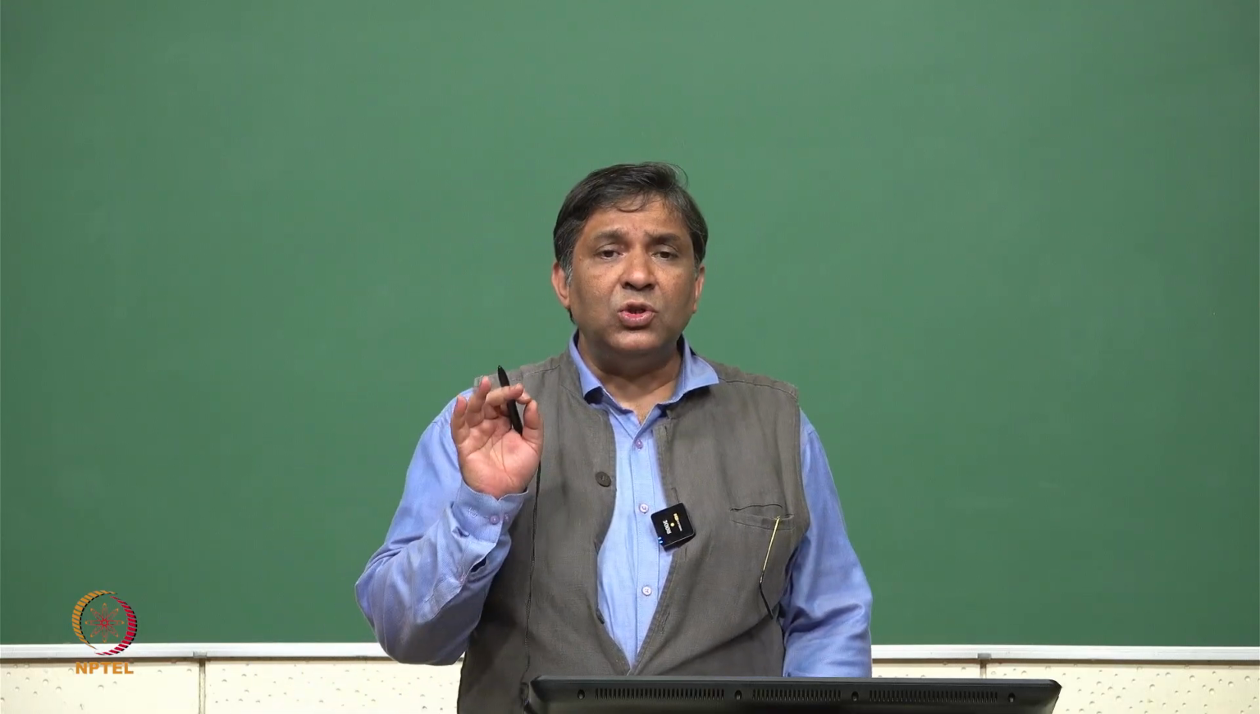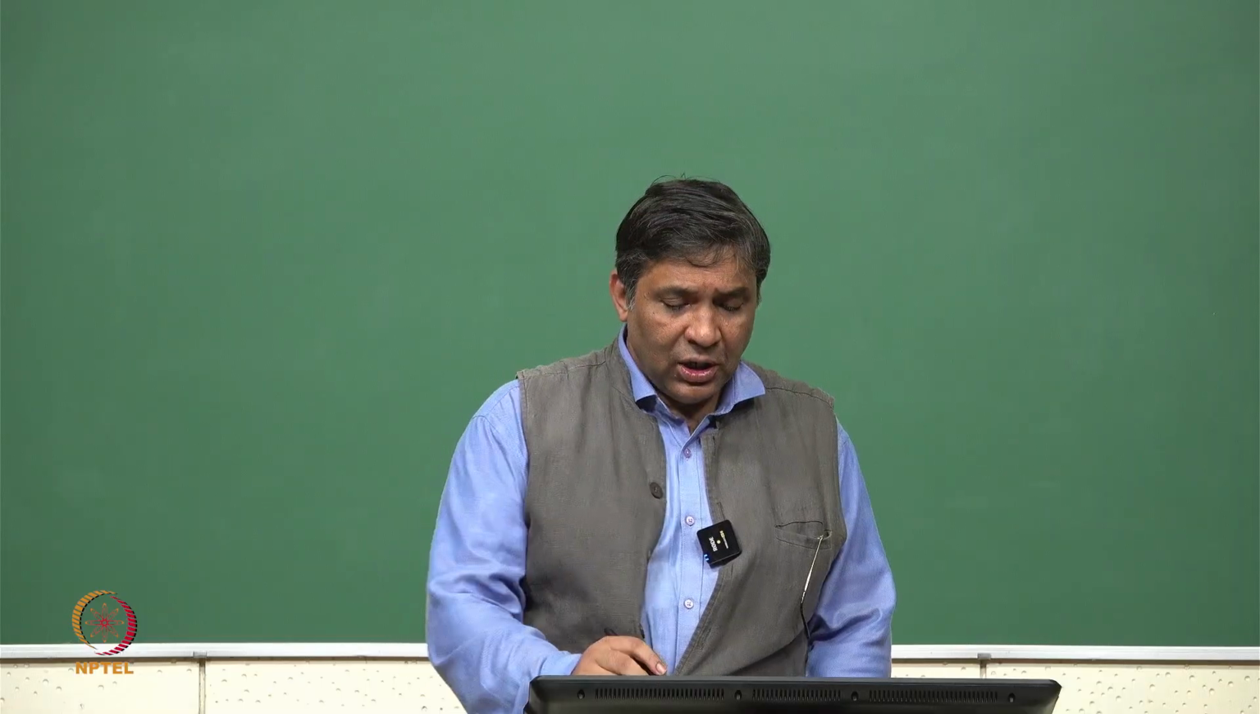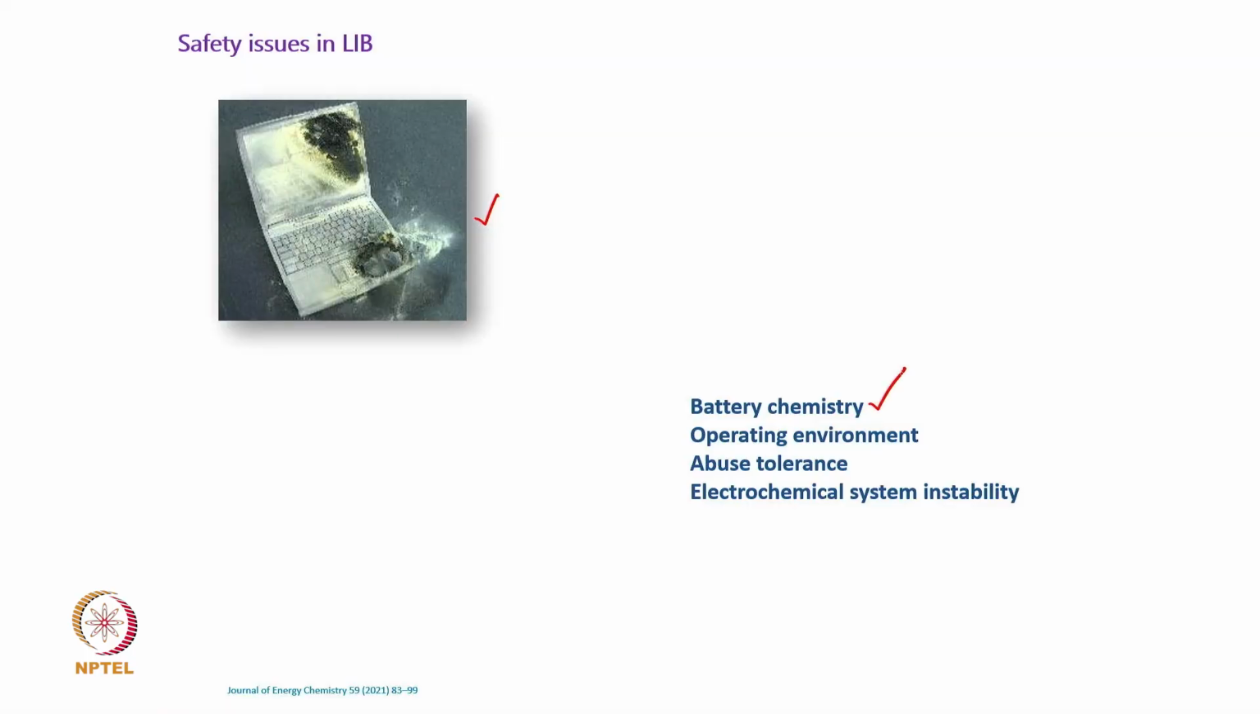Therefore, one needs to know a few important things which are relevant to these safety issues. One is the battery chemistry, and one is to know about the operating environment. If the operating environment keeps on changing, suppose you use a laptop in one environment and then take it to an environment which is very hot, then definitely the operating environment changes and there could be a possibility of thermal runaway of this device, and then you end up with this type of destruction of the device.